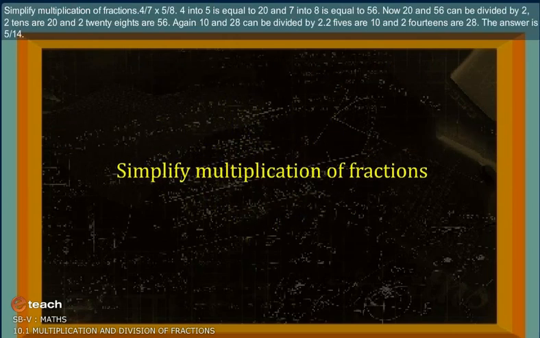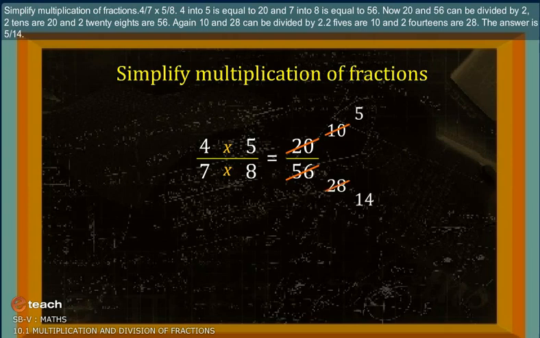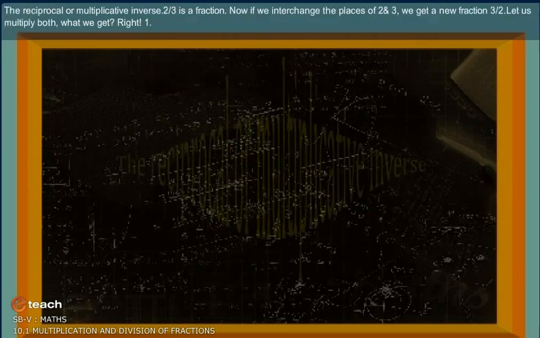Simplify multiplication of fractions. 4 by 7 into 5 by 8. 4 into 5 is equal to 20 and 7 into 8 is equal to 56. Now 20 and 56 can be divided by 2. 2 tens are 20 and 2 28s are 56. Again, 10 and 28 can be divided by 2. 2 5s are 10 and 2 14s are 28. The answer is 5 by 14.